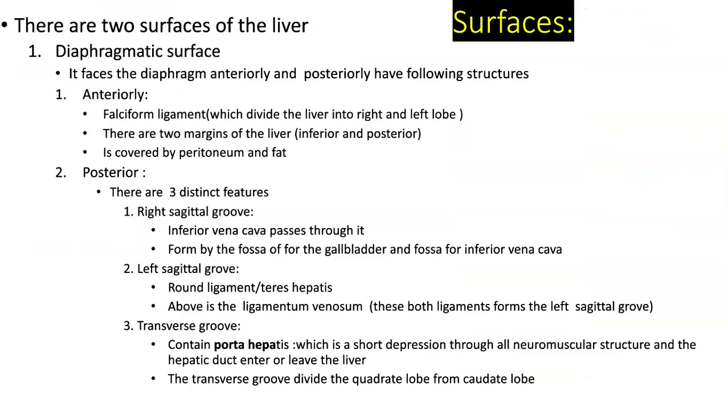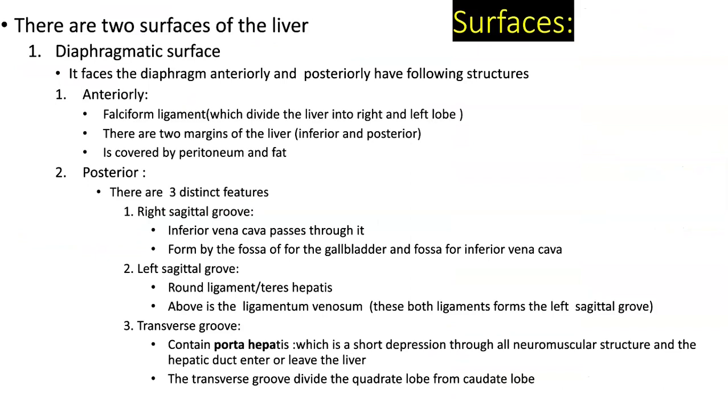There are two surfaces of the liver: the diaphragmatic surface and the visceral surface. The diaphragmatic surface faces the diaphragm anteriorly and posteriorly and has the following structures. Anteriorly it has the falciform ligament. There are two margins of the liver, inferior and posterior, covered by the peritoneum and fat. Posteriorly there are three distinct features: the right sagittal groove, left sagittal groove, and transverse groove. These grooves play an important role in dividing the liver.